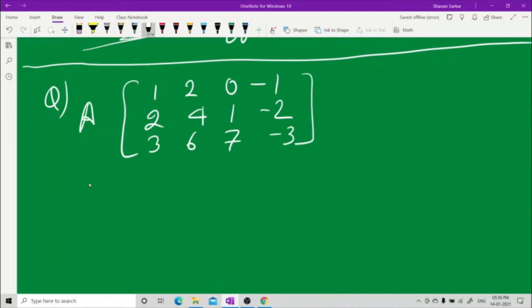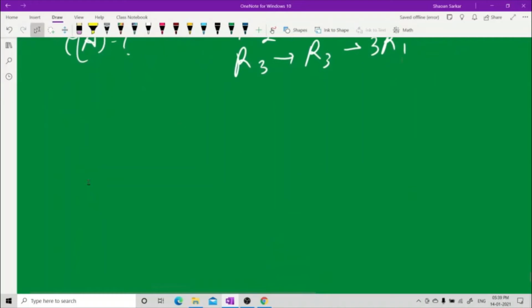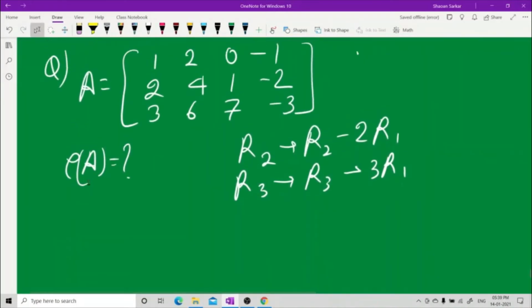Let us call this matrix A. Let me find the rank of A. What I do is these two operations: R2 is replaced with R2 minus 2R1, and R3 is replaced with R3 minus 3R1. Let me pull it down a little bit. So I'll get A like this.